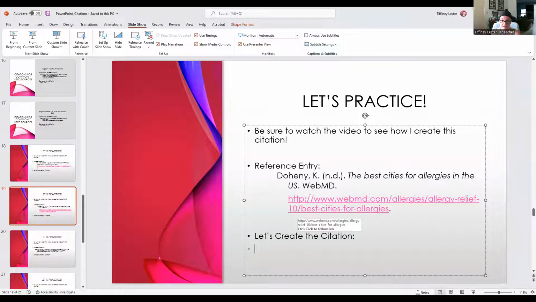So I created the reference entry for this source. Now what would my citation be? Well, I look for how the entry begins, Doheny, comma, and then I look for the date of publication. Oh, we didn't have one. So lowercase n period, lowercase d period. There's my citation.